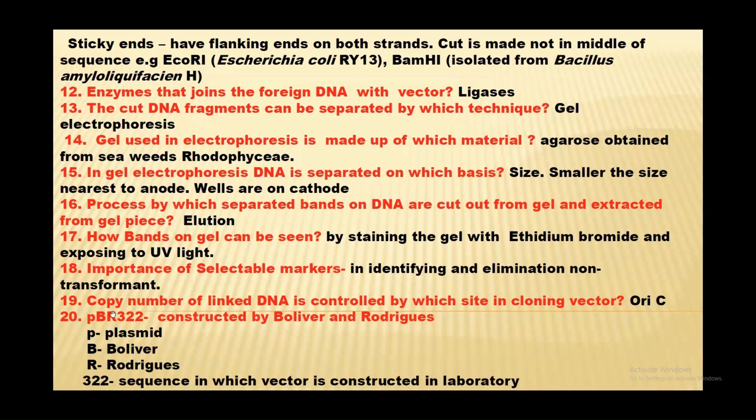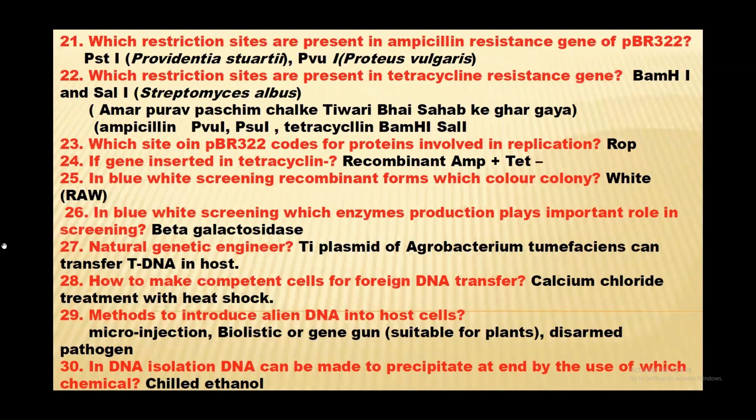See the 20th one. pBR322 was constructed by Bolivar and Rodriguez. p denotes plasmid. B and R represent the scientist names Bolivar and Rodriguez. 322 is the sequence number; this vector was constructed in the laboratory. So pBR322 was constructed by Bolivar and Rodriguez. This is also important.